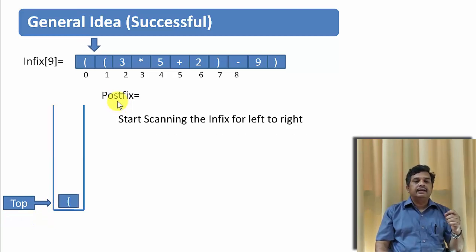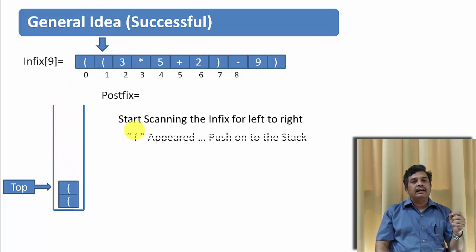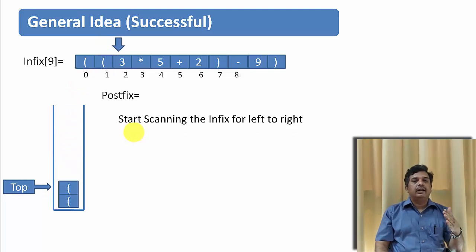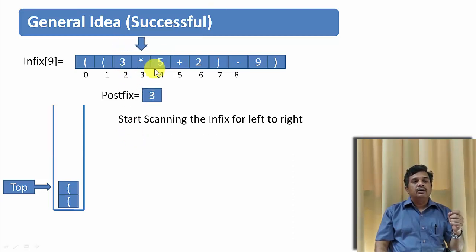The next character is again a left parenthesis. Again I have to push it onto the stack. The next character is a numeric value 3, so I have to write it in the postfix expression. The next character is an operator star. I have to push it onto the stack.